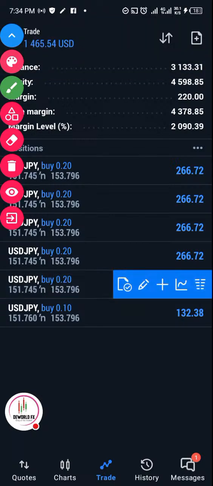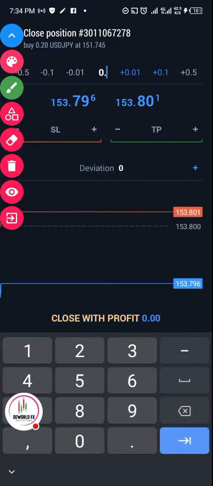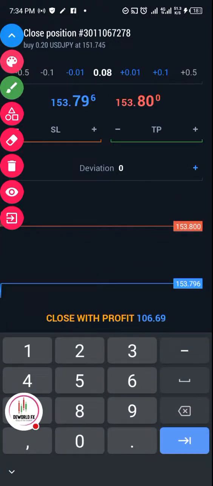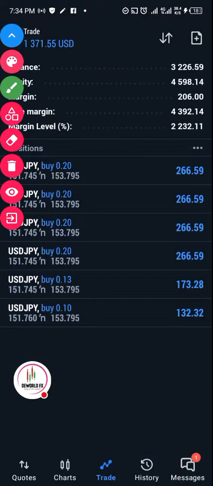Let me take some profit. Let me take $100 from this. Okay, let me just take this. Done. You can see I've closed a position here. We still have this trade running, and this is our entry.